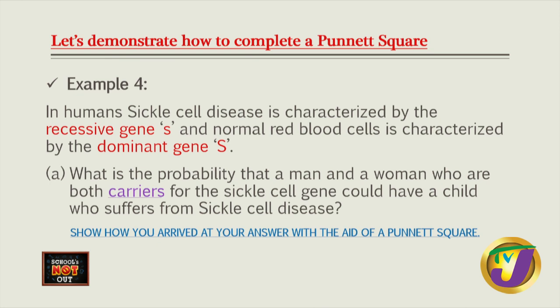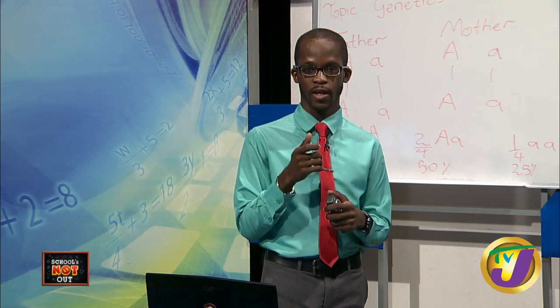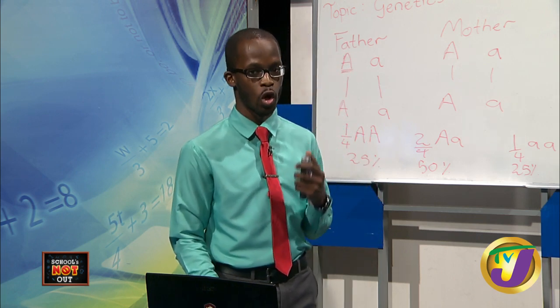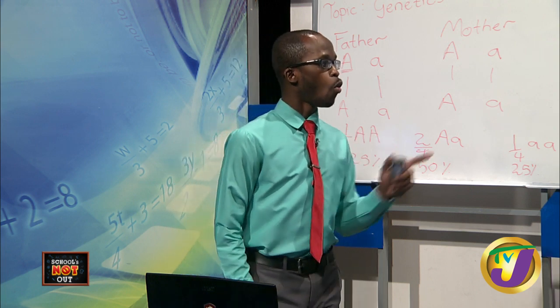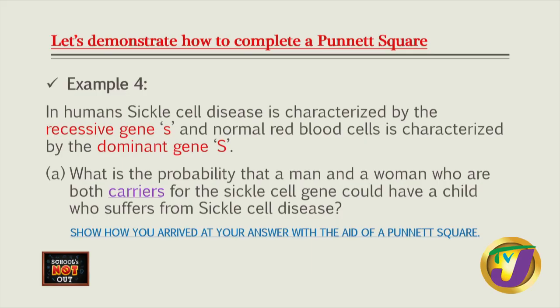If you have the dominant gene, symbolized by the capital S, mixed with a recessive, those are the persons we term carriers. And if you have two capital dominant genes, two capital S, we refer to these persons as normal. Now for the question: what is the probability that a man and a woman who are both carriers, so they have a normal gene and they're also carrying the sickle cell gene, would have a child who suffers from sickle cell?